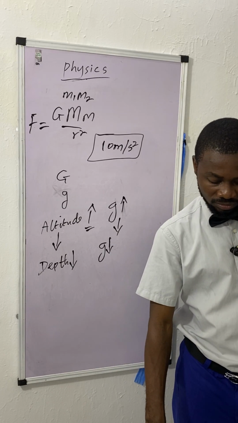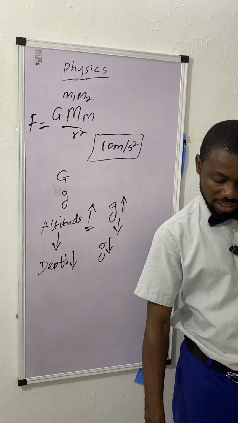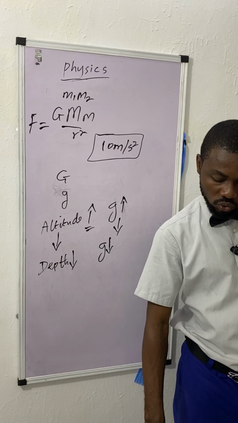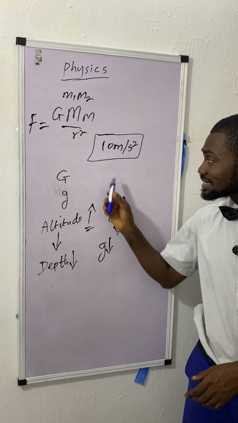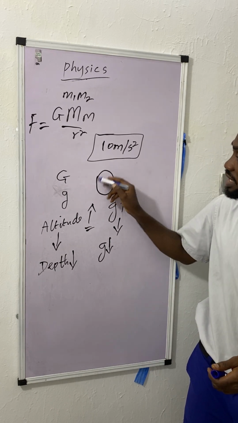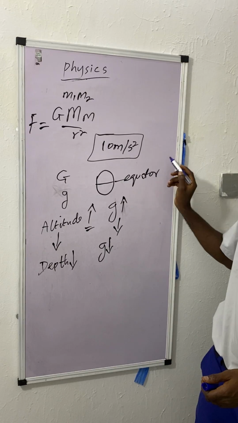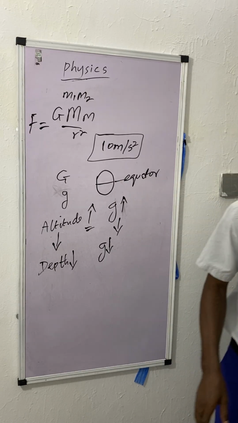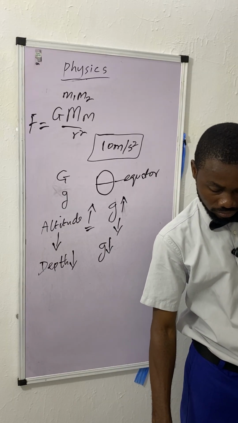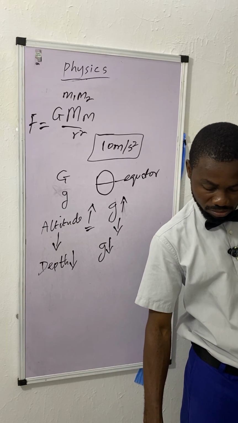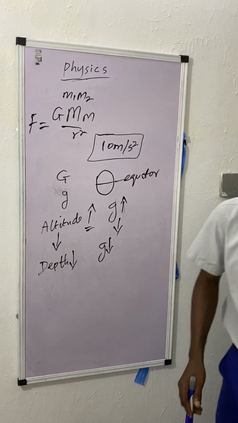Remember, we also have latitude. Gravity is less at the equator due to the Earth's rotation and bulge, and so on and so forth. So the acceleration due to gravity is less at the equator of the Earth. Where is the equator of the Earth? Let's say this is the Earth. At the center here is known as the equator of the Earth. It's usually less at the equator.